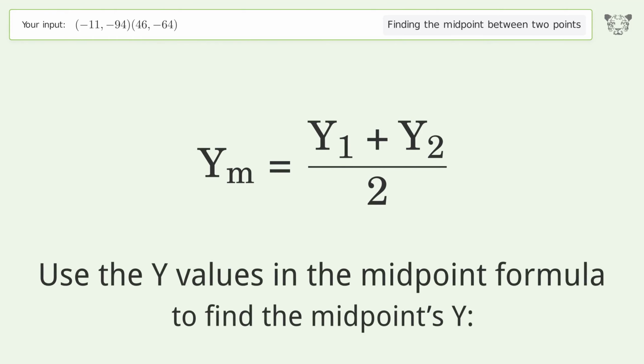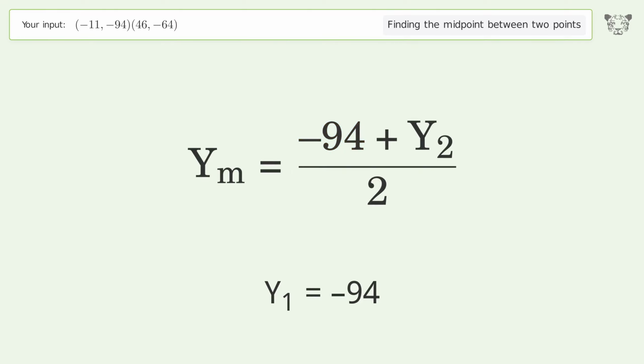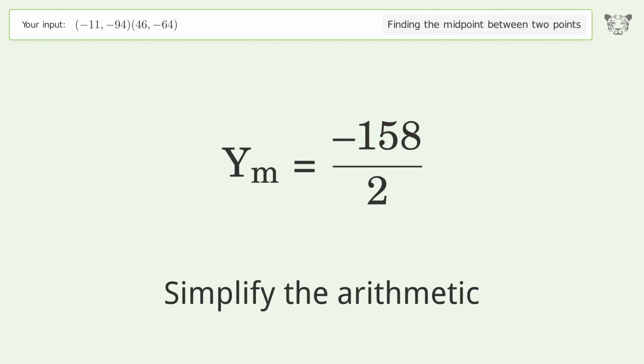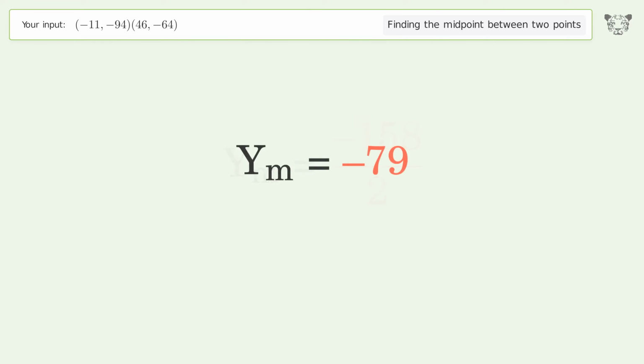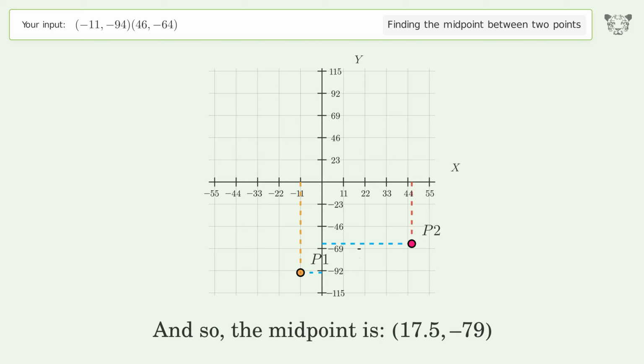Use the y values in the midpoint formula to find the midpoint's y. y1 equals -94. y2 equals -64. Simplify the arithmetic. And so, the midpoint is 17.5, -79.